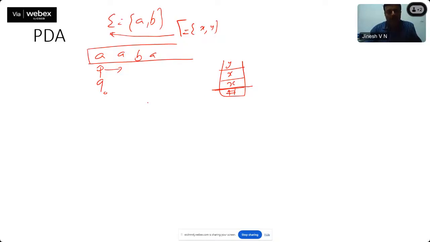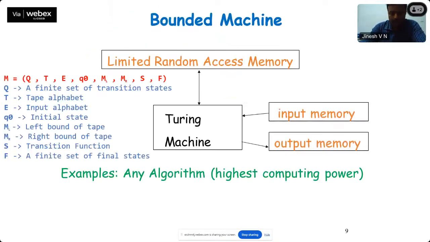Now we'll go for the bounded machine. In the case of bounded automata, again we have sigma and all, same meaning. The input alphabet sigma, and the tape alphabet. There is a difference between tape alphabet and input alphabet, I'll tell you what it is. Then the initial state Q0, then the final states, and a transition function delta.